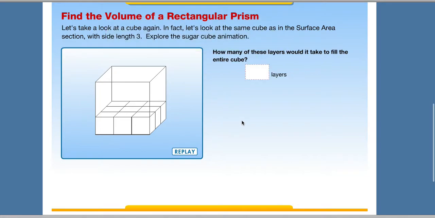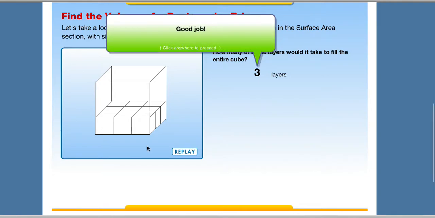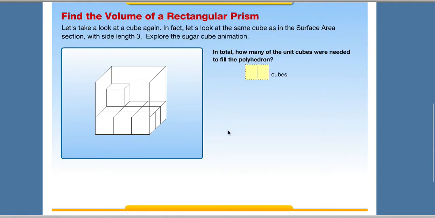Then let's do the next question. How many of these layers would it take to fill the entire cube? Just imagine this is one layer. How many layers would fill the entire cube? I would guess probably 3. Let's see. It says good job. Yes, it does. So 3 layers.